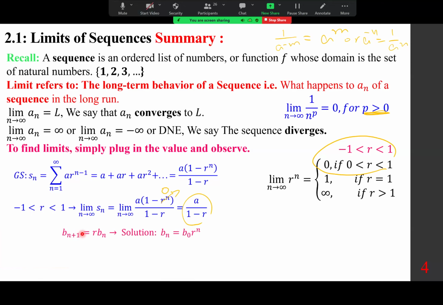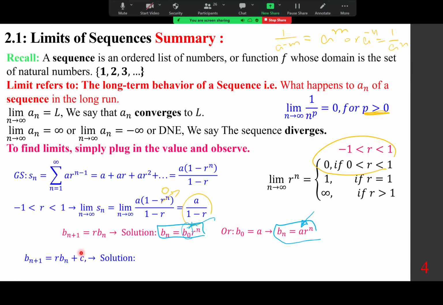Now, in the case of a geometric sequence, b sub n plus 1 equals r b sub n, that's the recursive format, or b sub n equals b sub 0 r to the power of n, the explicit format. And in many texts, they use a instead of b sub 0. So these two equations are identical, everybody. One uses a, and one uses b sub 0. It's the same thing, okay? I wanted you to be exposed to that.